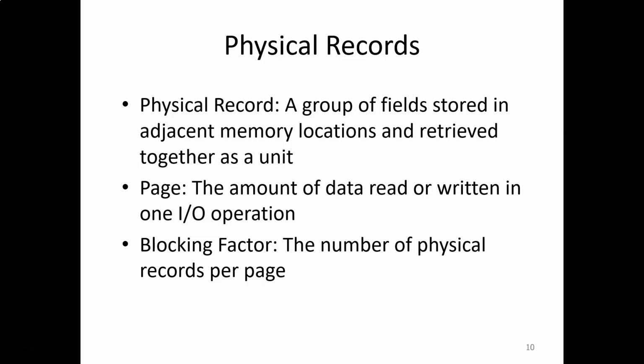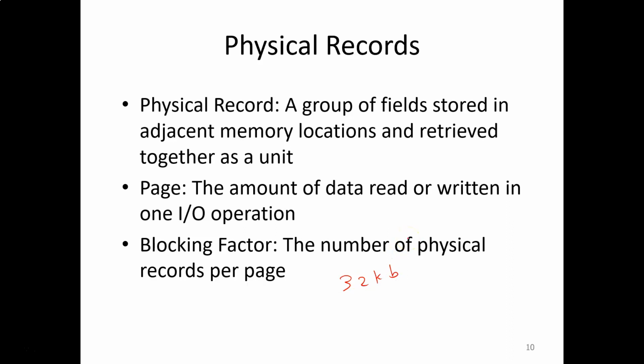Okay, another concept that's related to this is the concept of page. And page refers to the amount of data read or written in one input-output operation. For example, if this computer's page is 64 kilobytes, that's how much data the computer can read or write in one I/O operation. A related concept here is something called a blocking factor. Blocking factor means the number of physical records per page. So let's say the physical record happens to be 32 kilobytes. All right, so what's the blocking factor?